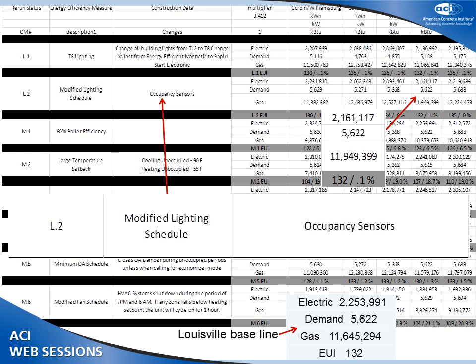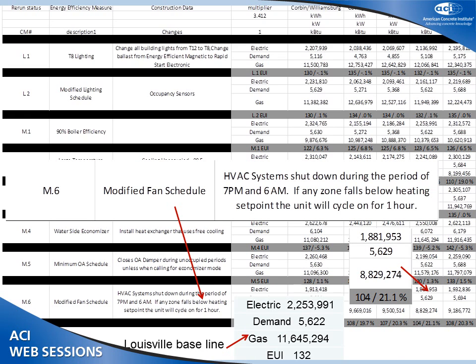Looked at modifying schedule, okay, using occupancy sensors to modify when the lights come off and on. Again, we got a reasonable reduction, or a small reduction, on the energy use for that. Where we got the huge or larger reductions in here is modifying the fan schedules.